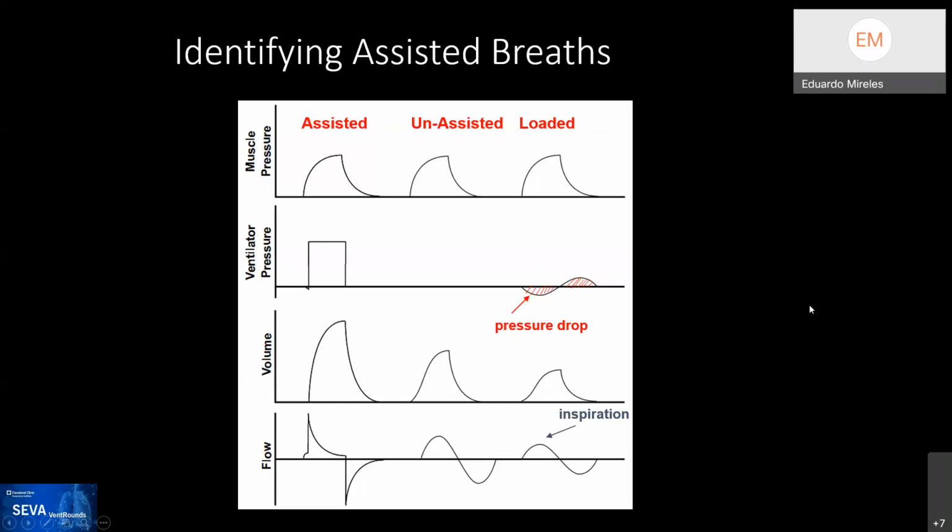Okay. Well, so let's see some examples. As you're looking at this, we're going to go through the usual SEVA VentRounds, but we'll highlight during this a little bit on which breaths are assisted, which ones are unassisted, and when they are loaded.